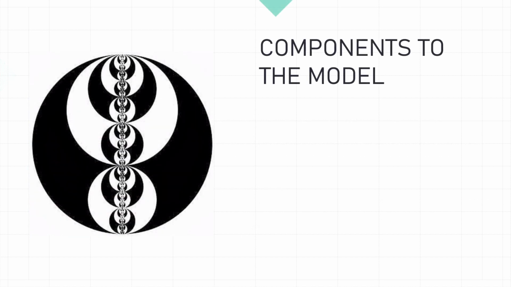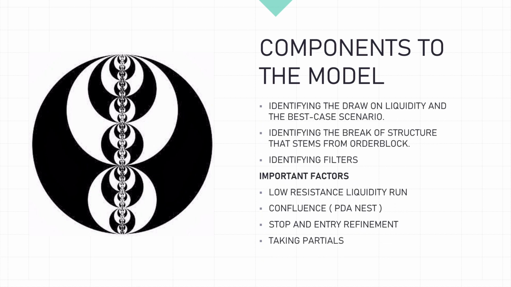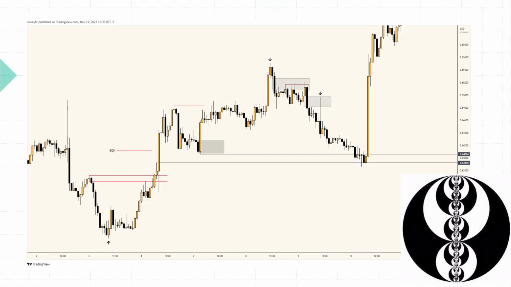All right, so the components to the model. We already went over identifying the drawn liquidity in the best case scenario. We already went over identifying the break of structure that stems from the order block. And now we're moving on to identifying filters. There are some important factors there that I've discussed in all three videos. You just have to find it. Those important factors are placed in certain places in the video, but you will only know the factors if you have watched the videos. So that is up to you.